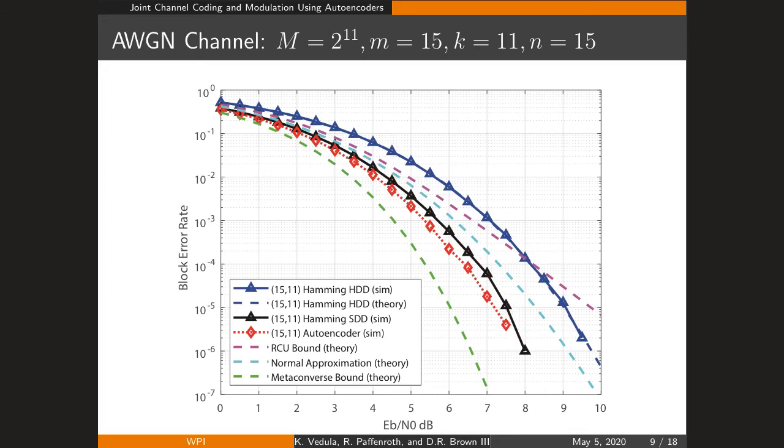Now, if we notice, the red line with the red diamonds is the autoencoder curve, and it beats the soft decision decoding curve by about 0.5 dB. Now, why does this happen? Does it have to do with the structure of the autoencoder, or does it have to do with any symmetrical properties that are present in the Hamming code and that are not present in the autoencoder code, or the degrees of freedom? Let's explore this further.